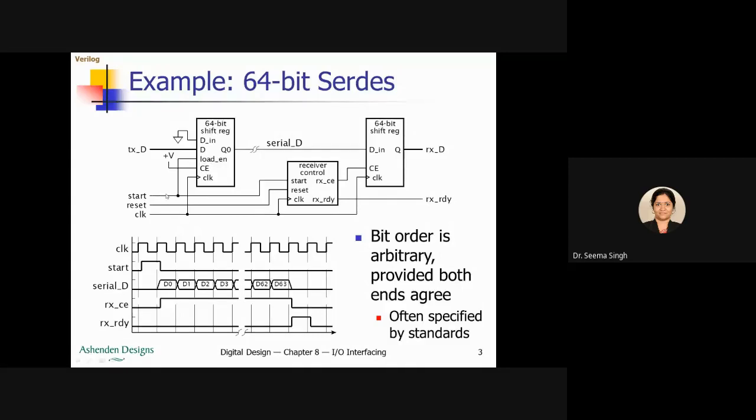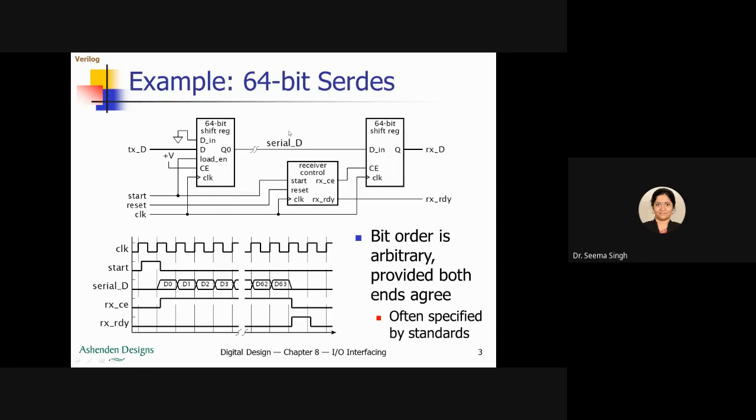As soon as you start your operation here, it will enable your 64-bit shift register, and also it will start your receiver control signal. So when the receiver control signal starts, what has to happen? It has to be ready for the data to be received. So it should be in a receiving mode. Once you start, your receiver will also be told that data is about to come, you be ready. So the clock of transmitter, receiver, and receiver control are all connected together.